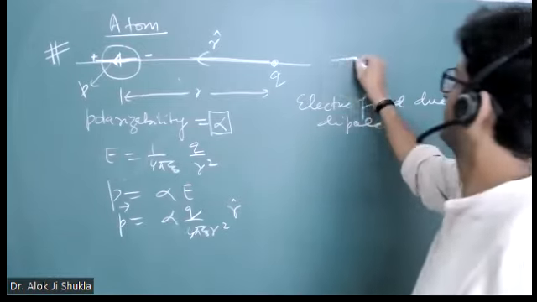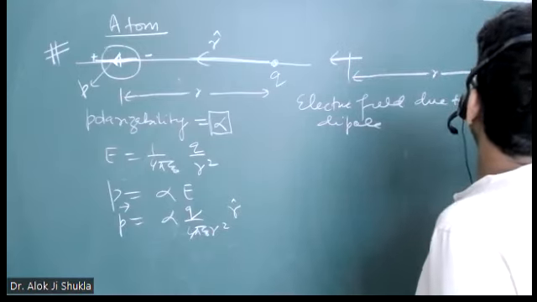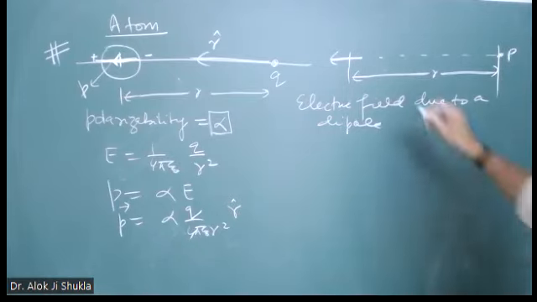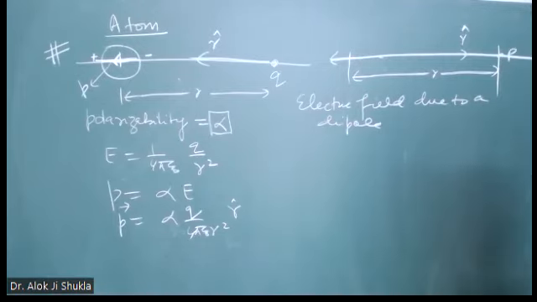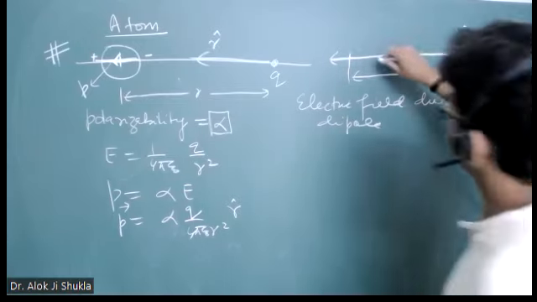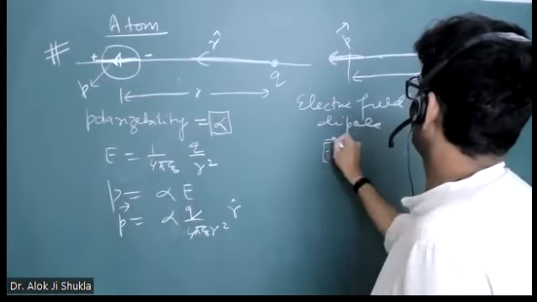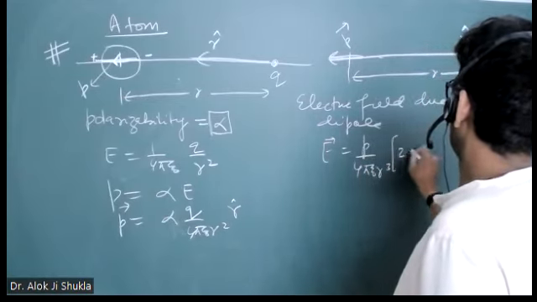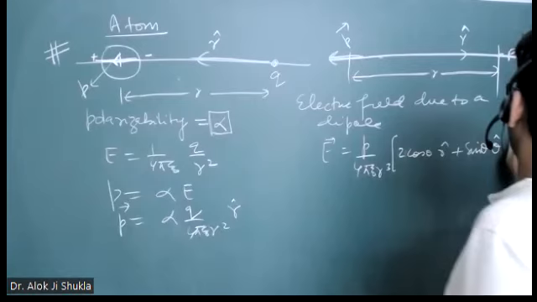Yes, sir. This is the problem now. This is the dipole. This is the center of the dipole. You want to calculate the electric field at this point on the axis of the dipole here. So what is r cap? From the dipole to this side. This is r cap. Yes or no? Yes, sir. And this is P. This is direction of P. So what is electric field? Does anyone remember? P by 4 pi epsilon naught r cube, 2 cos theta r cap plus sin theta theta cap.